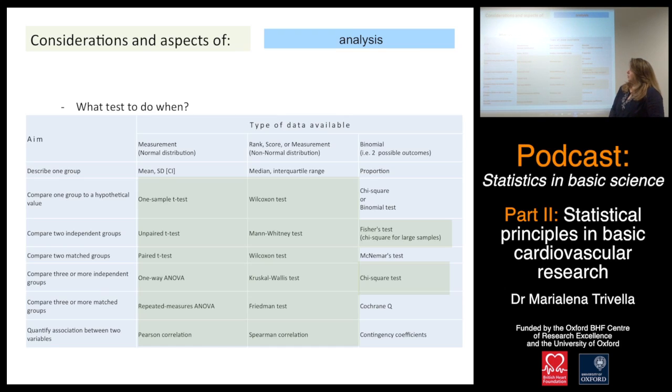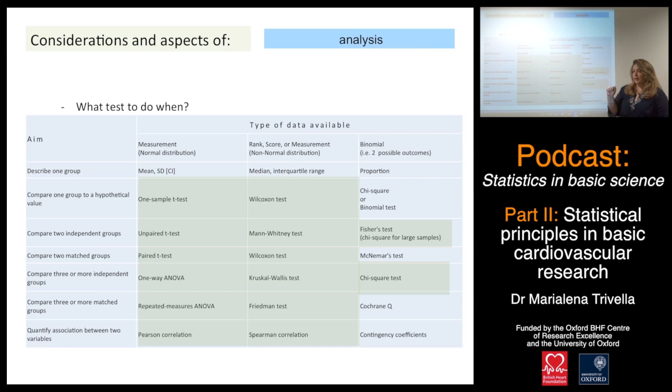The study that you have, the design that you have, very much will dictate what kind of statistical analysis you can use. So looking at them separately, if we have one group to compare to a hypothetical value, then you will be looking at the first row. That's the well-known t-test, or the Wilcoxon test if we have non-parametric data.